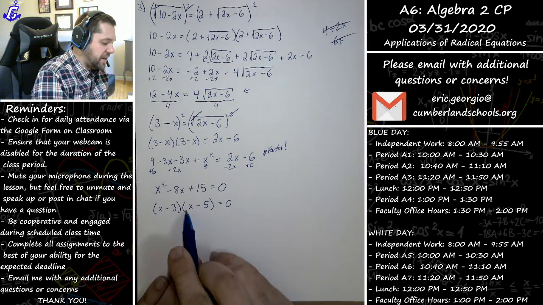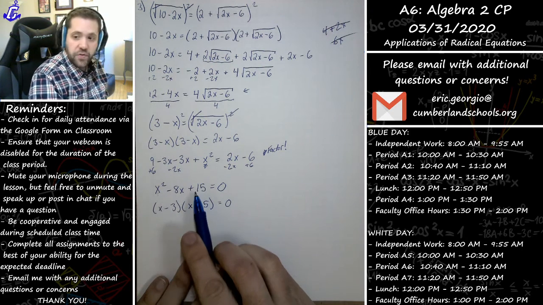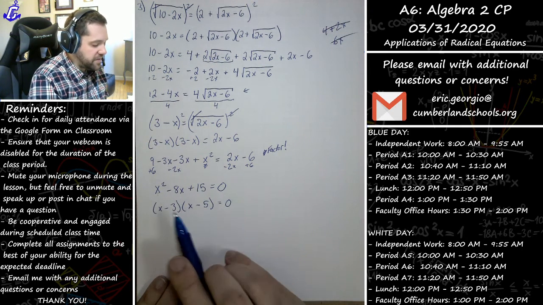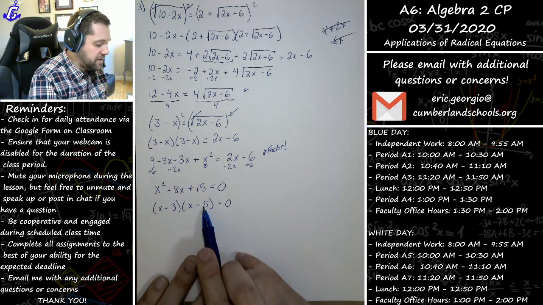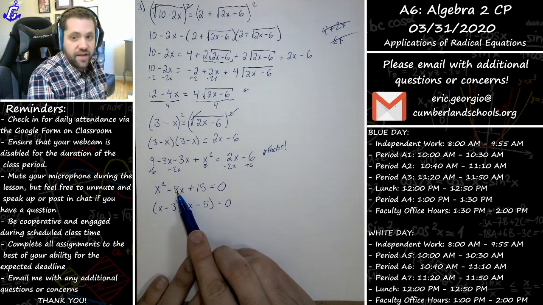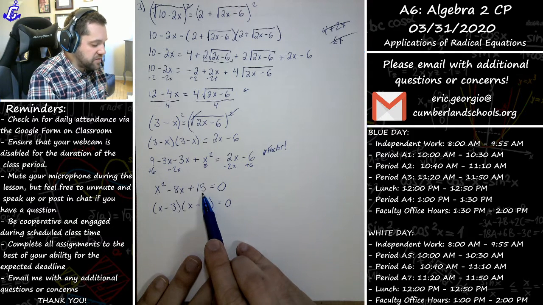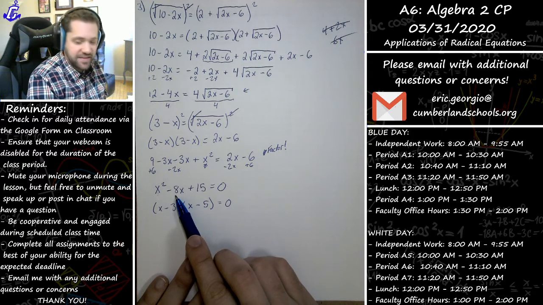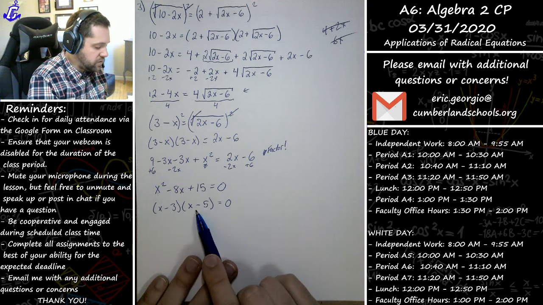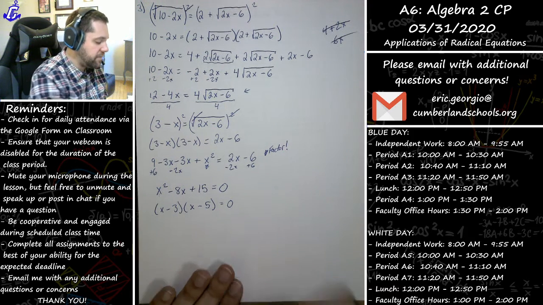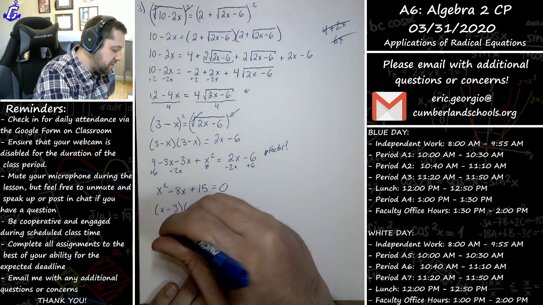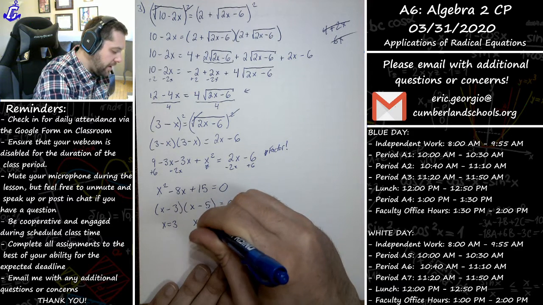Again, we need x and x to multiply to x squared. Since we're multiplying to a positive number, we need the same sign for each of these. Since there's a negative 8 in the middle, it makes sense to make both of these negative. And then the combination of factors of 15 that ends up adding to 8 when we combine through distribution is negative 3 and negative 5. That gives us two potential solutions of x is equal to 3 and x is equal to 5.